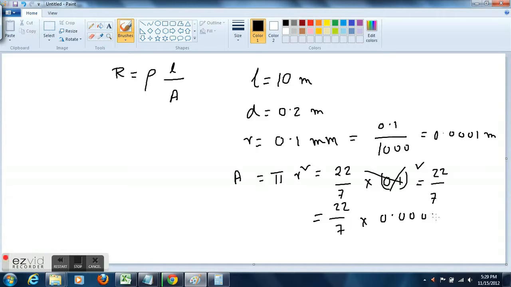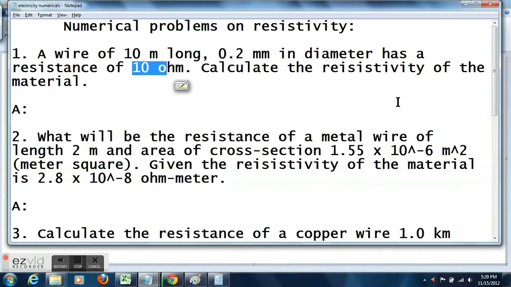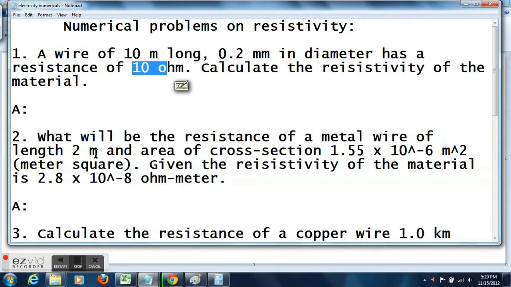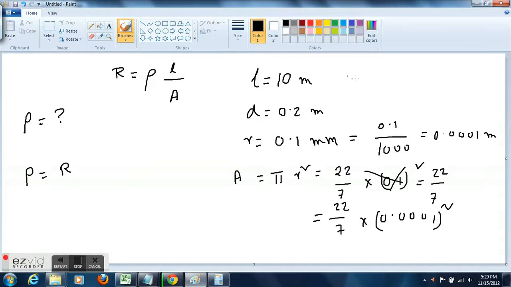So radius is 0.0001 and radius square will be square of that. And also they have given the resistance of the conductor, which is 10 ohm. So we need to find the rho, which is resistivity. So value of resistance is also given R, which is 10 ohm. Therefore, rho equal to R into A upon L. Now resistance is 10 ohm.